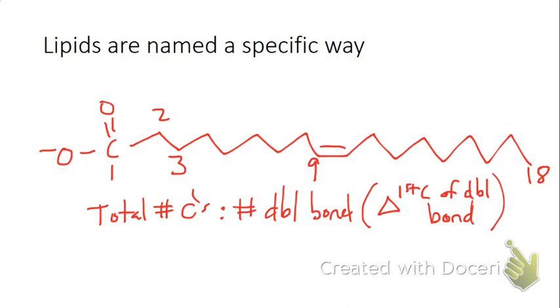So let's name this fatty acid. Total number of carbons is 18. We have one double bond, and that double bond starts at carbon number 9. So this would be the name of this fatty acid.